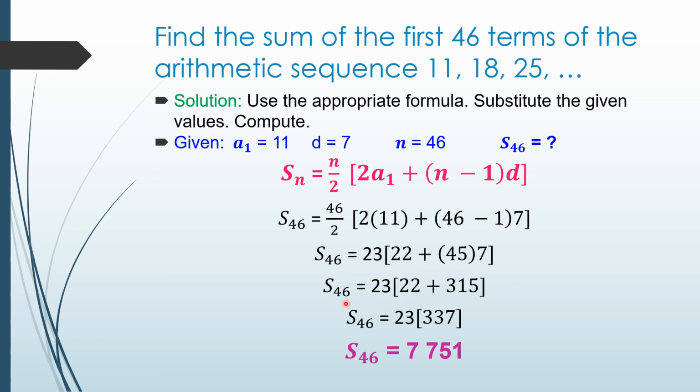Let us simplify. S sub 46 is equal to 23 multiplied by 337. Kasi 22 plus 315, that is 337. Then if we multiply these two numbers, we will get 7,751. And that is the value of the sum of the first 46 terms of this arithmetic sequence.